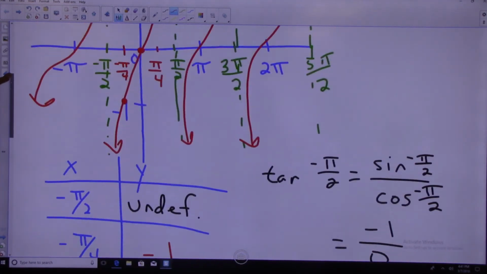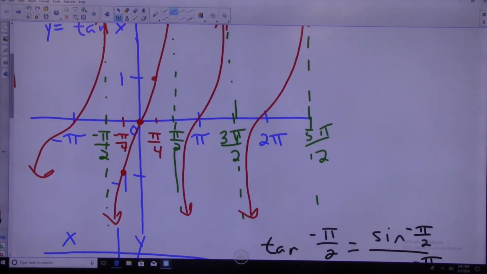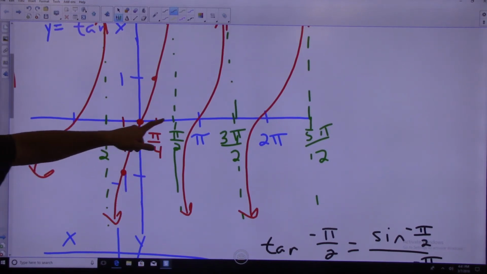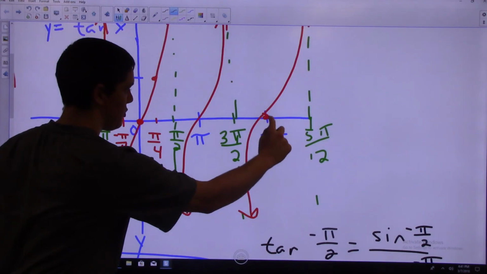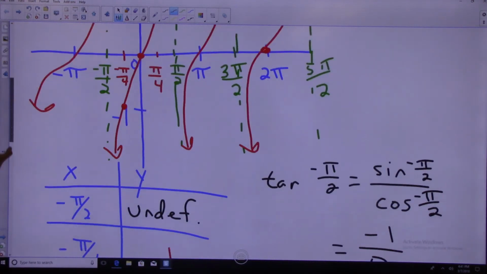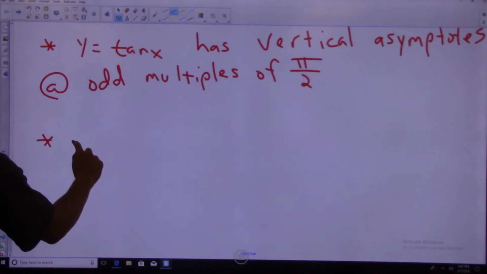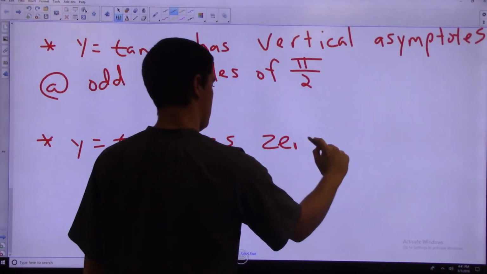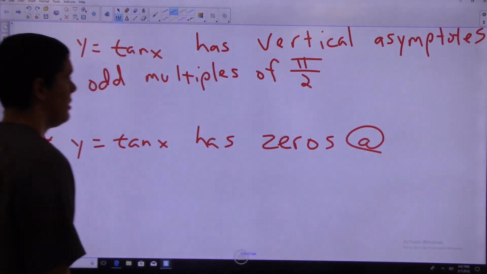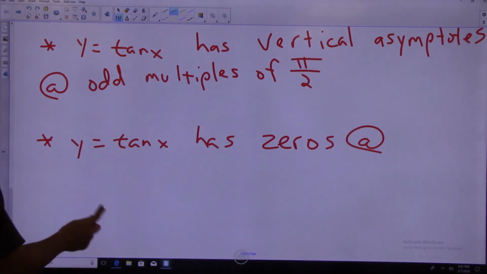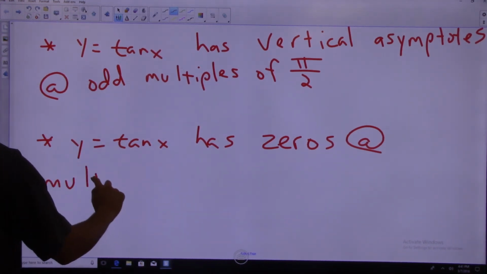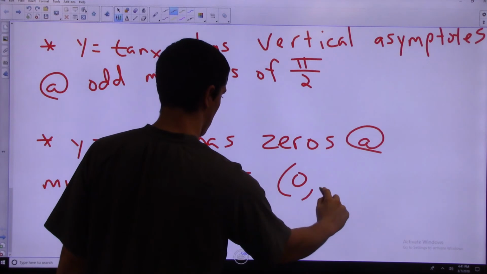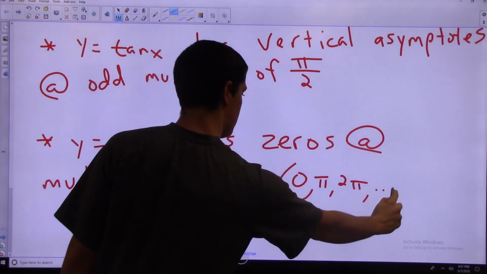Another thing to note is that notice where the zeros are. Okay. By zeros, I mean x-intercepts. So notice where the x-intercepts are. They're at 0, pi, and 2 pi. I didn't draw it the best, but it's supposed to be at 2 pi. So they're at multiples of pi. So y equals tan x has zeros at not odd multiples of pi, but multiples of pi. And just so you have your notes, so 0, pi, 2 pi, dot, dot, dot.